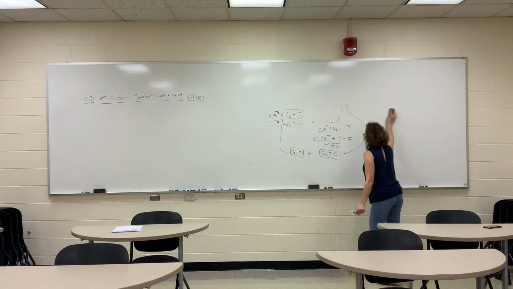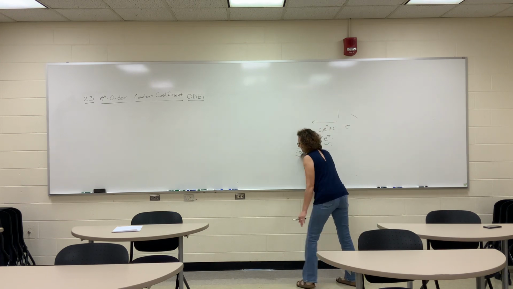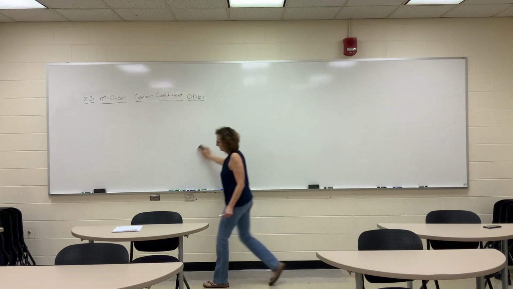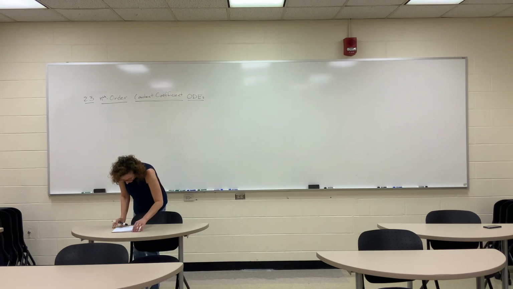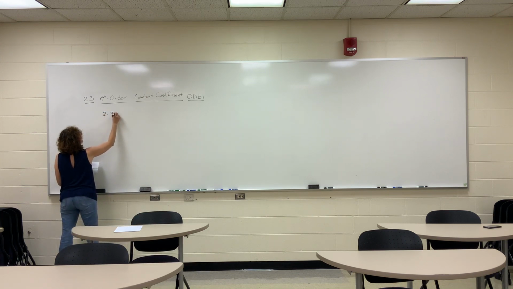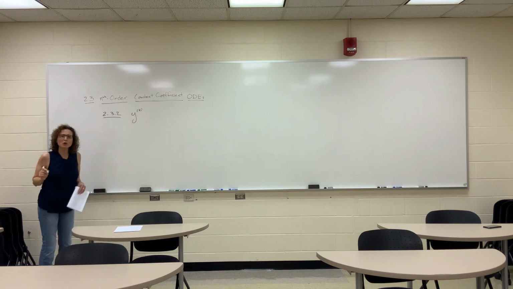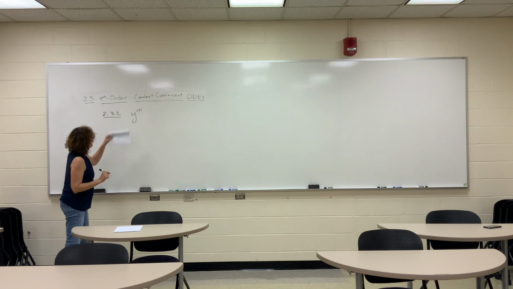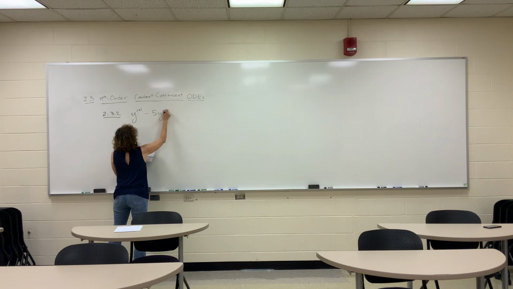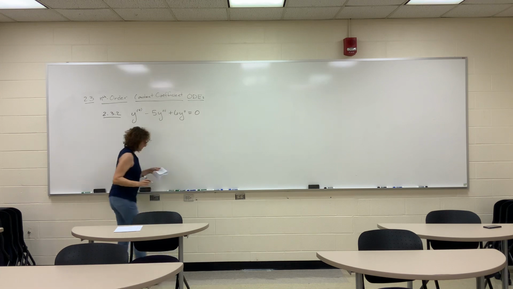All right, let's do another example. Sound good? Okay, let's look at number 2. We're just doing homework problems here, okay? What does this mean? Does that mean y to the 4th? No, good. The 4th derivative of y, minus 5 times y triple prime plus 6y double prime is equal to 0, okay?